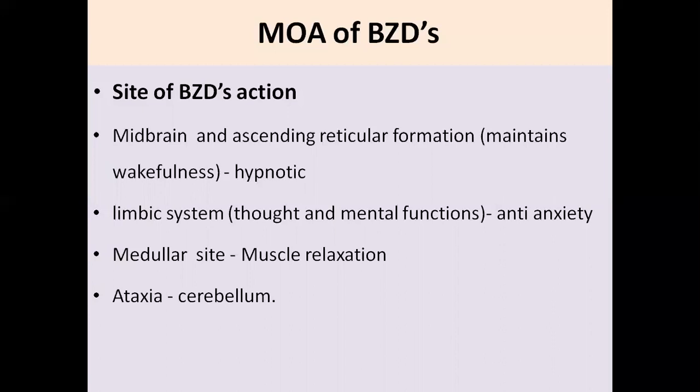Under hypnosis, it is a trance-like state where the person is highly suggestible. So there is a total difference. Please make sure that hypnotic and hypnosis are not the same. They are different. Okay, next, it will even act on the limbic system. On acting on the limbic system, it produces the anti-anxiety effects, and through acting on the medullary site, it produces muscle relaxation. It is a centrally acting skeletal muscle relaxant. It doesn't have any smooth muscle action, only skeletal muscle it will act on. And it also produces ataxia by acting through the cerebellum.